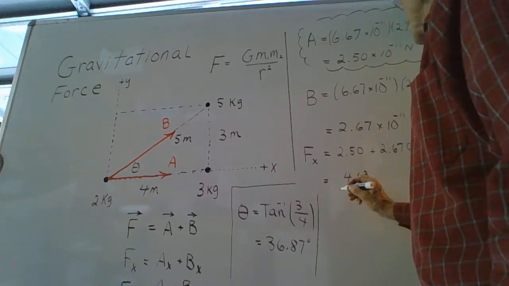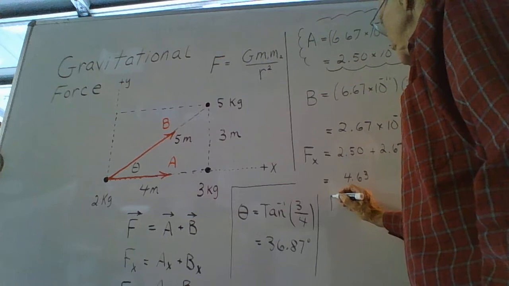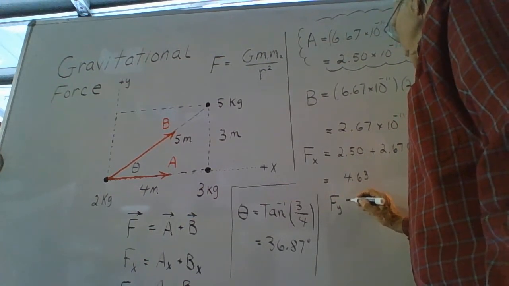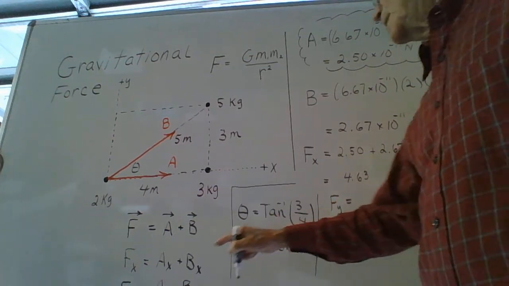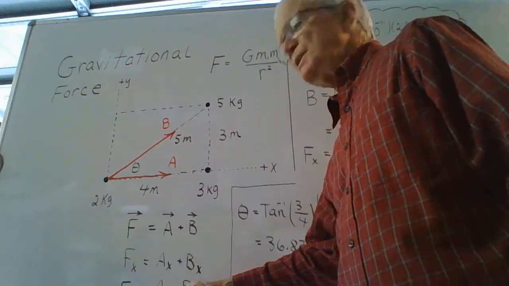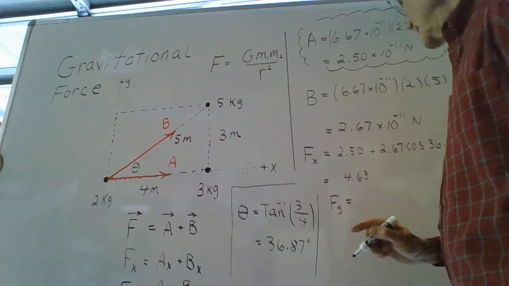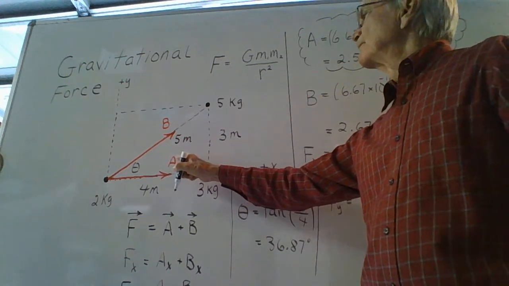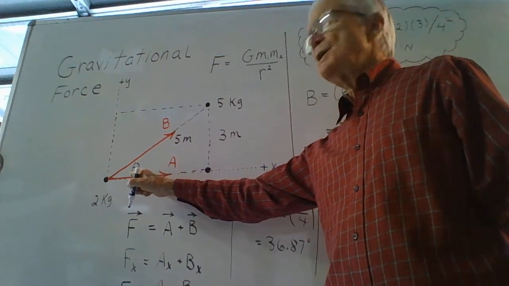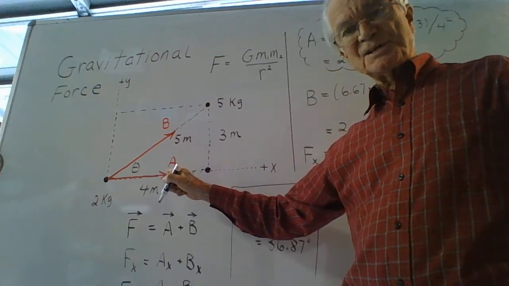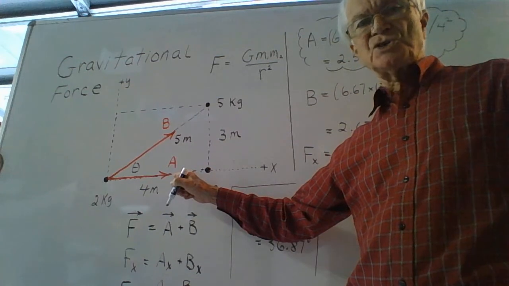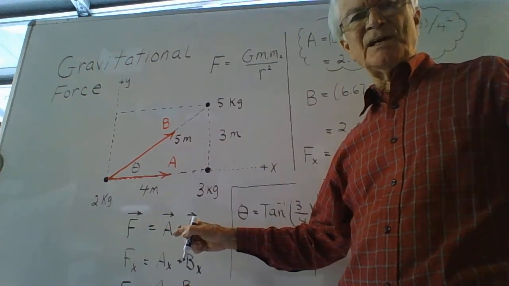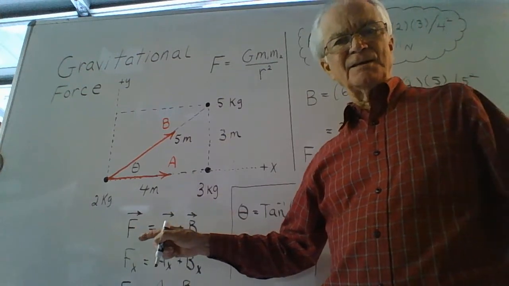Now let's find F sub y. It's A sub y plus B sub y. What about A sub y? Well, the A vector lies 100% along the x-axis, so no part of it could cast a shadow along the y-axis. The y component of A is 0.